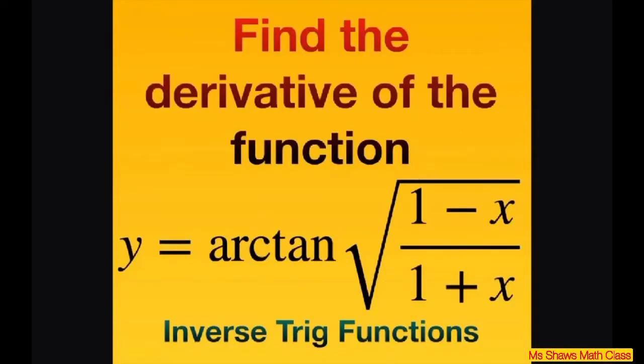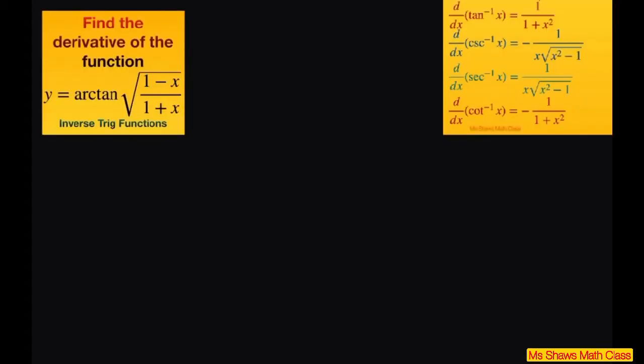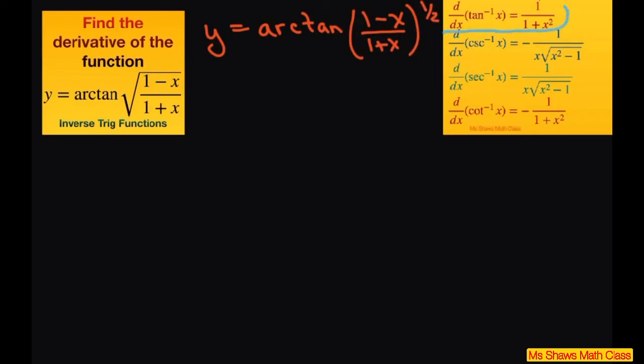Hi everyone, we're going to find the derivative of the function y equals arctan of the square root of (1 minus x) divided by (1 plus x). And just recall, I can write this as y equals arctan of ((1 minus x) divided by (1 plus x)) to the 1/2 power. I'm going to use my differentiation rules for inverse tan and get started here.